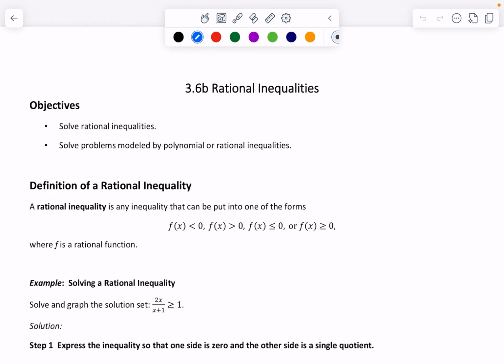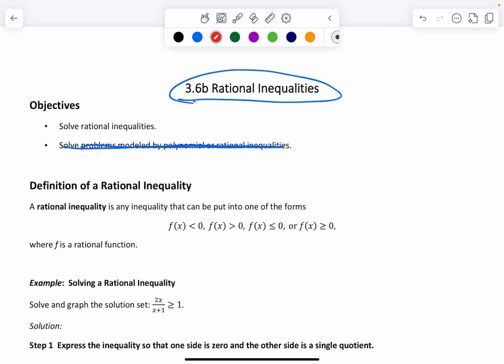Hello. So this is the second part of the 3.6 Rational Inequalities, and we actually did the application already with 3.6a, so this is just solving rational inequalities. Okay, so let's look at the definition of a rational inequality.